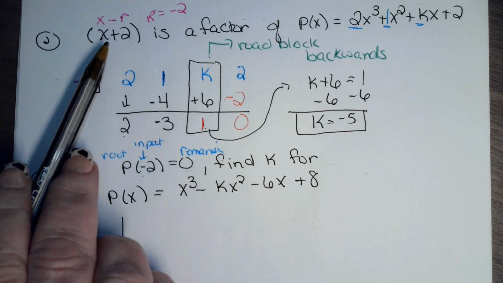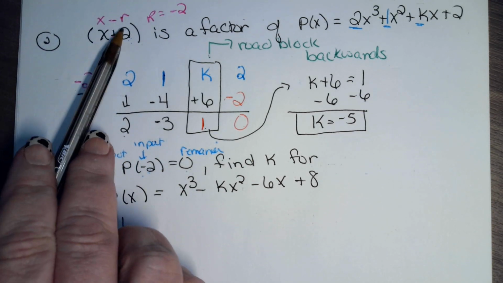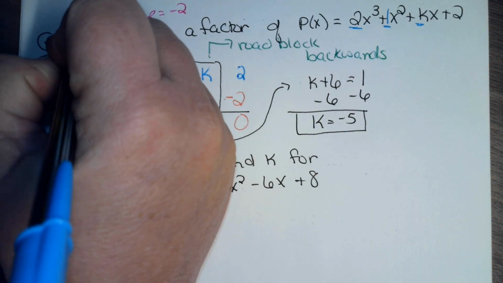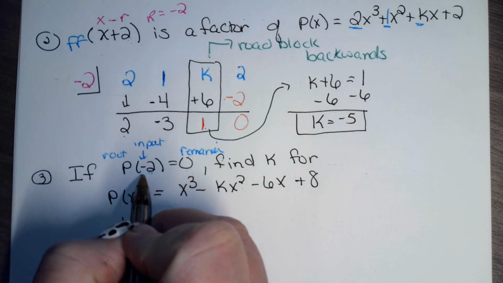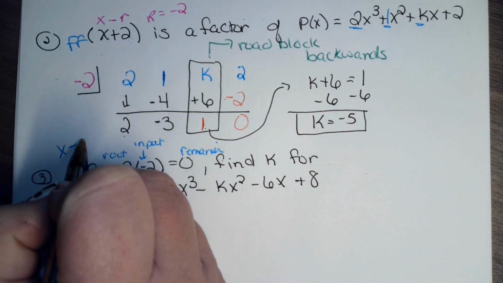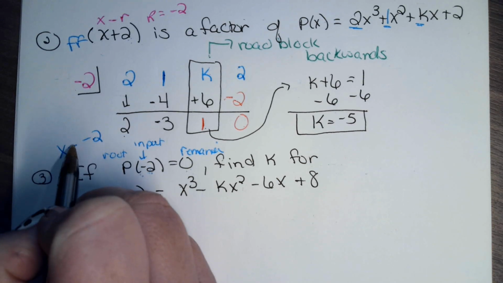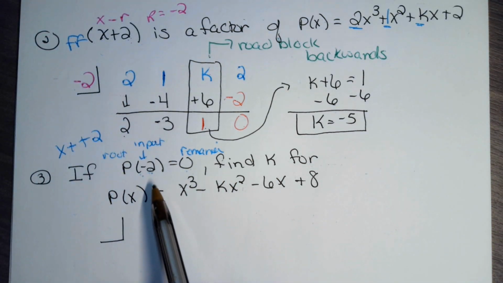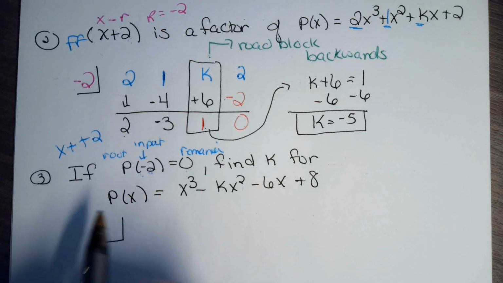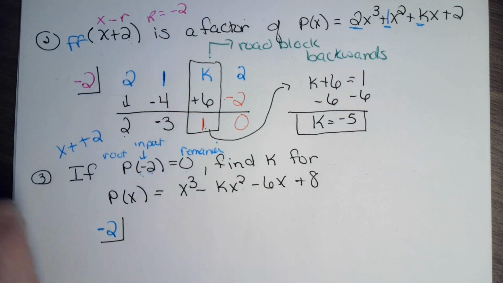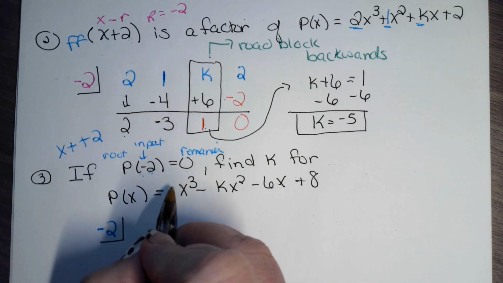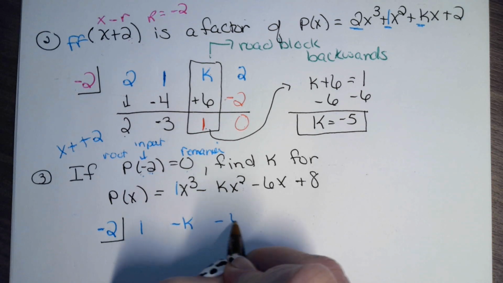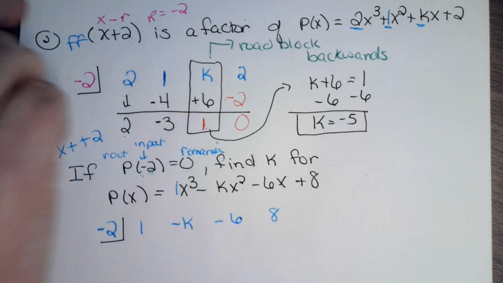It's the same format as x plus 2 right here, x minus your root. It's just that they don't put it in factor form. This right here is in factor form, this is not. But if I put that in factor form, I would have x minus my root of negative 2, but negative negative gives us a positive. So they're just giving you the same problem, but just a different format of it. So we know that our root is negative 2, and our coefficients are understood 1, a negative k, a negative 6, and an 8.